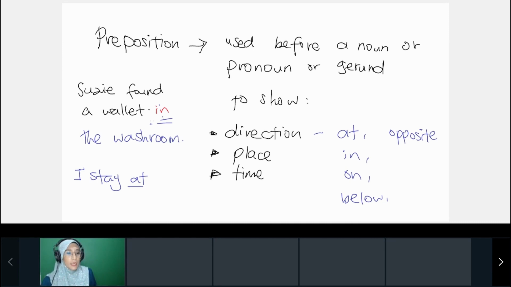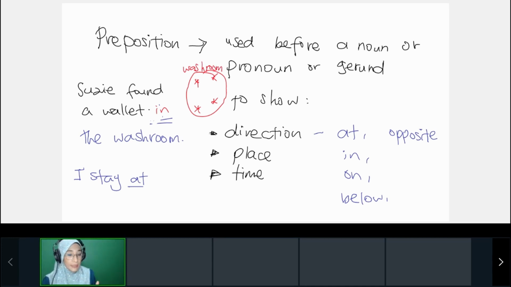Now we have a different way of stating this washroom. When you say Susie found a wallet in the washroom, it means that the washroom must have been quite big, and she found it inside. I can draw you a circle. This is the size of the washroom. So it can be here, here, here, or here. So inside the washroom.